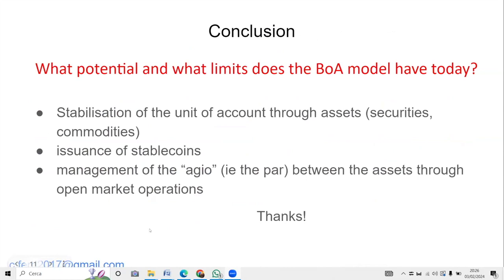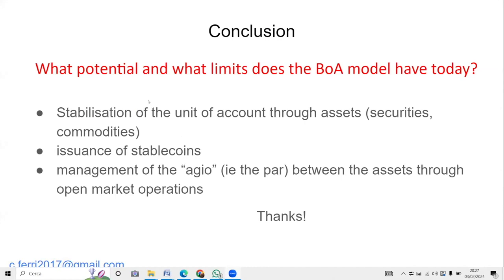So my conclusion here is not part of my research, because I'm studying the 18th century, but it is important for me to understand the potential of this model. And so what potential and what limits does the Bank of Amsterdam model have today?